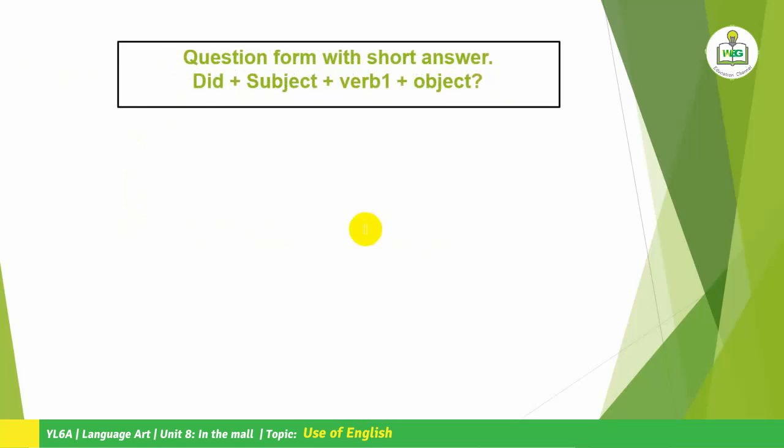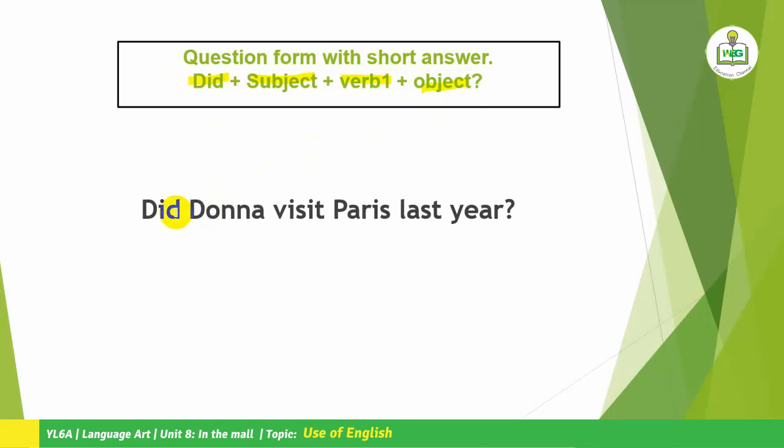The third form we learned was the question form. In this form, we use did plus the subject, verb 1, and the object. For example, did Donna visit Paris last year? We have did, the subject which is Donna, visit which is verb 1, and the object which is Paris. Remember, it's a question, so you need to put your question mark.